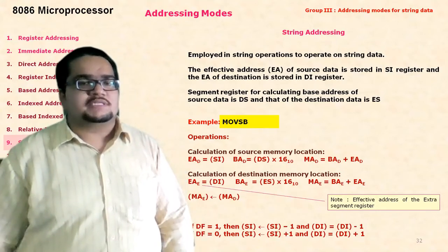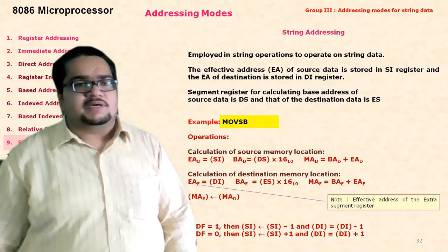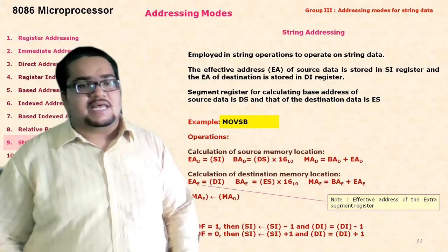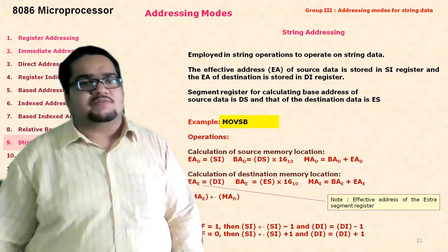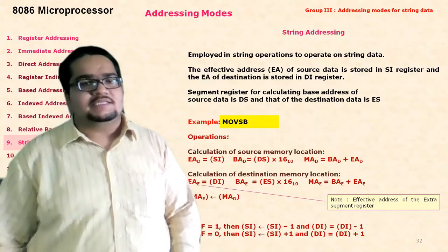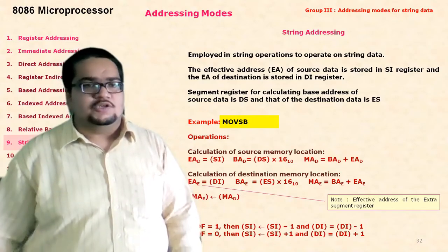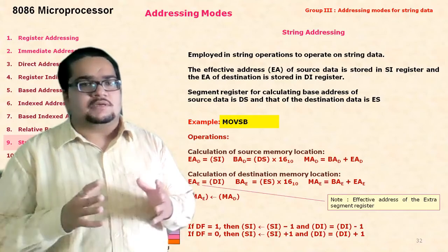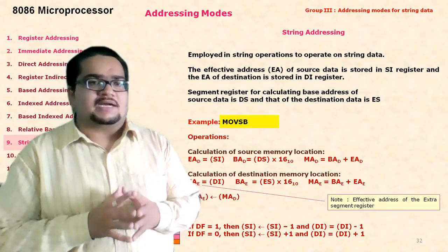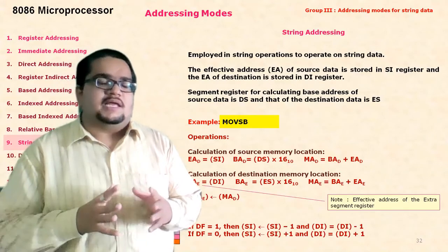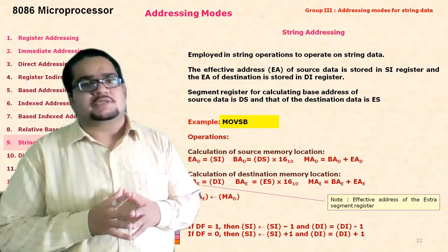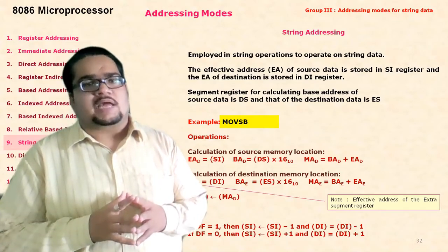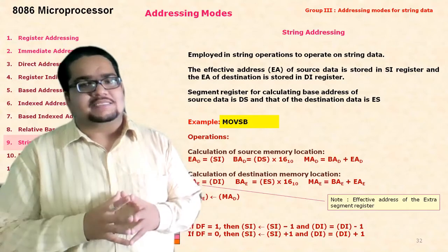So basically how to understand here is that the effective address of the source string is there in the SI register, and the effective address of the destination string is there in the DI register. So the source string's characters will be pointed to by the SI register, and the destination string's characters will be pointed to by the DI register.